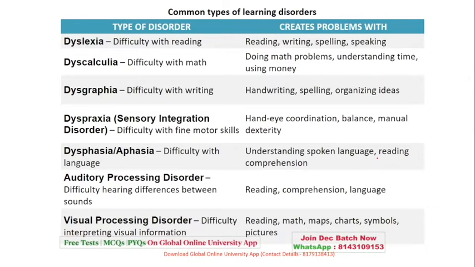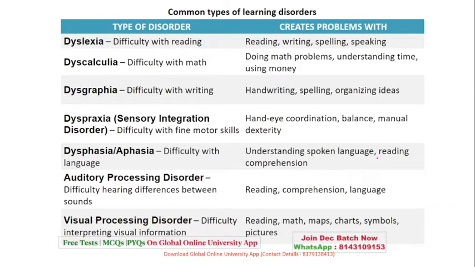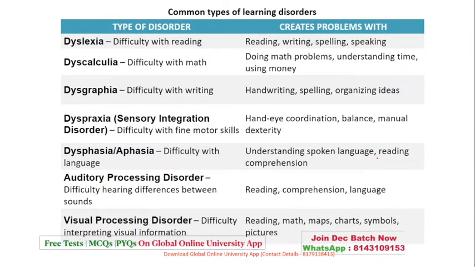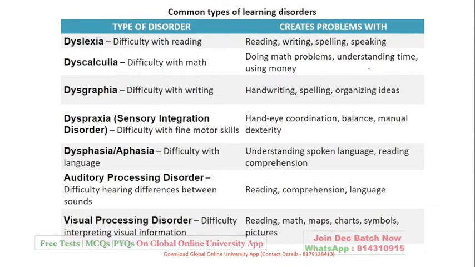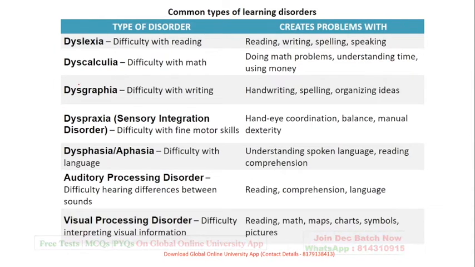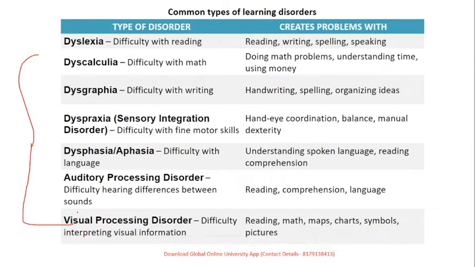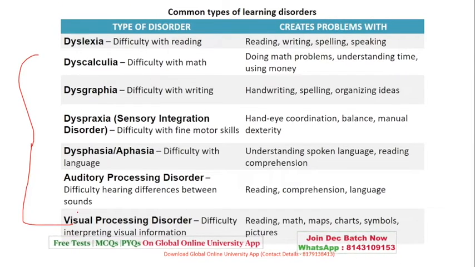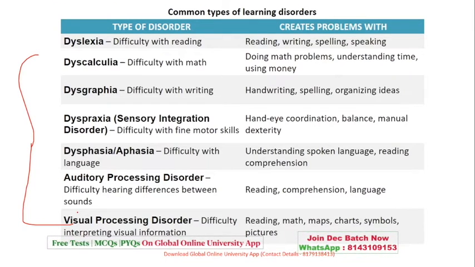Auditory processing disorder, that is difficulty in hearing the sounds. And visual processing disorder, that is difficulty in interpreting the information. So here I have given you the problems also, what exactly it creates. But basically the types of disorder and the meaning were seen in the match the following questions, or matching them up with their proper meaning. So you should be able to understand and remember this.